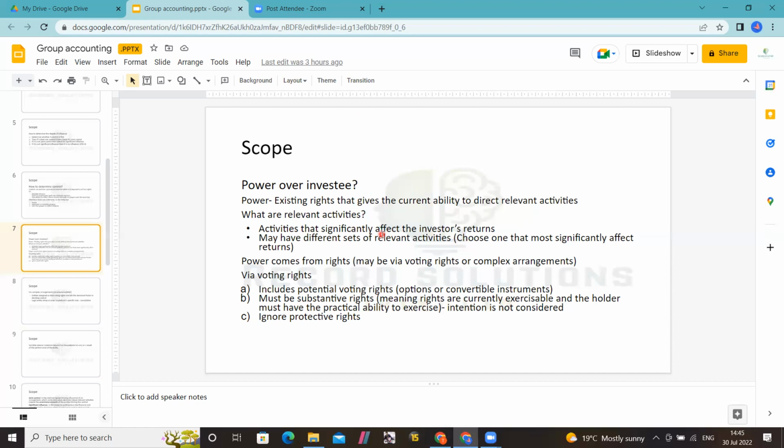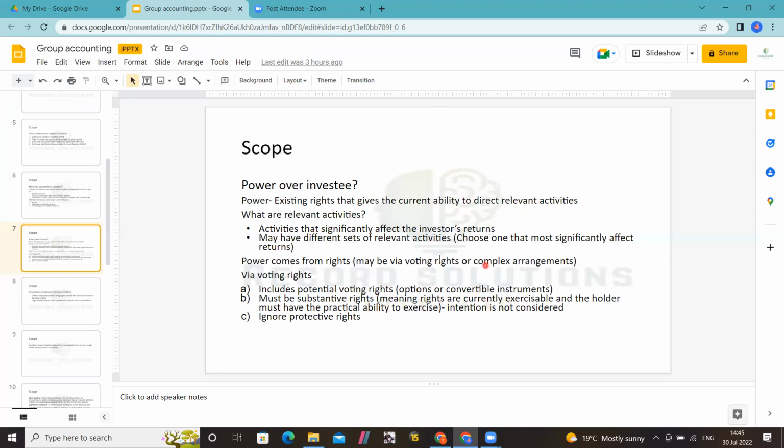With complex arrangement, it will depend on the contract. They don't really like questions with complex arrangements. However, it will depend on the question and it will be self-explanatory. All you have to do with these complex arrangements is to see who directs the relevant activities.